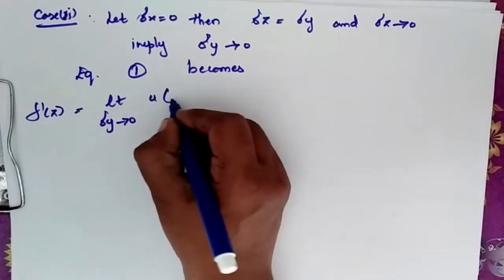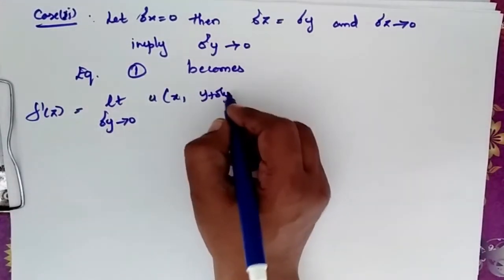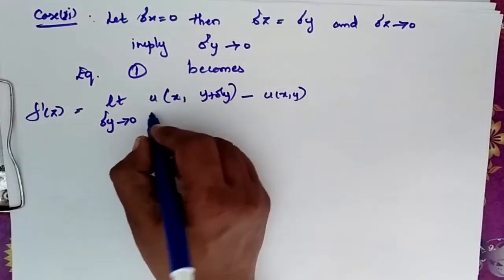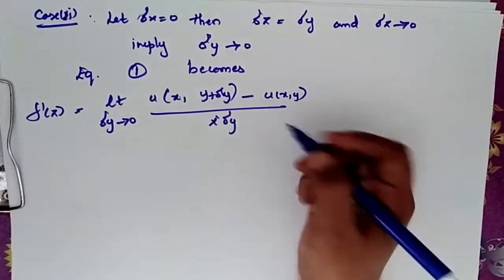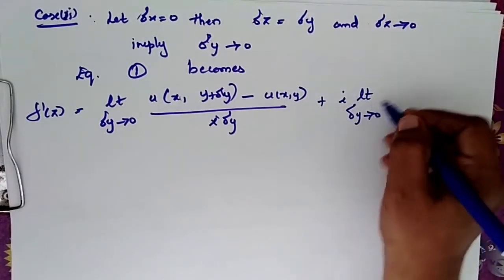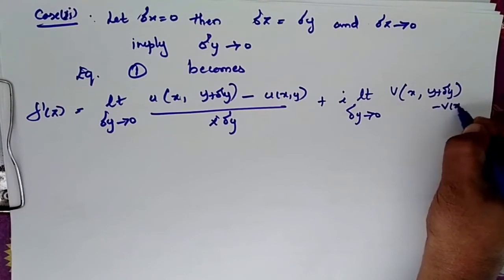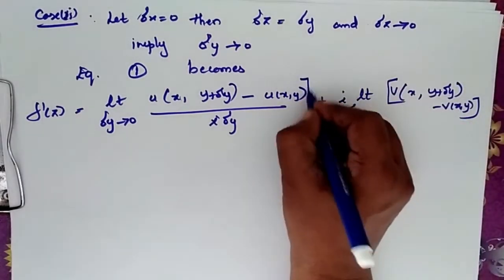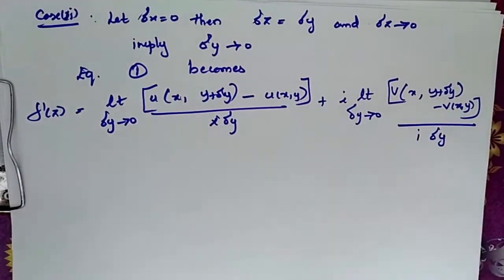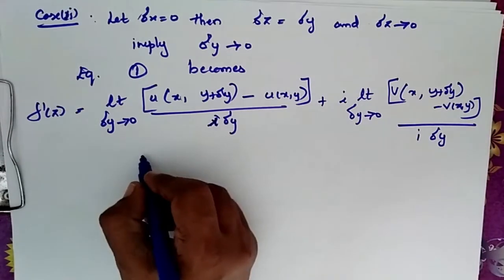Okay? So u of x comma y plus delta y, here delta x is 0, minus u of x comma y, divided by i into delta y, plus i into limit of delta y tending to 0 of v of x comma y plus delta y minus v of x comma y, by i into delta y. Now I have i in the denominator. So now I have this 1 by i.